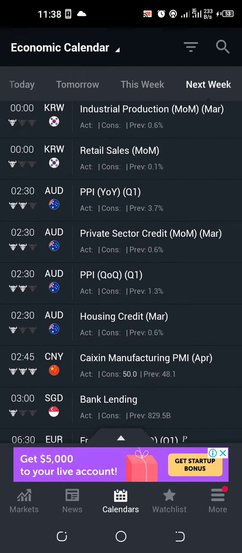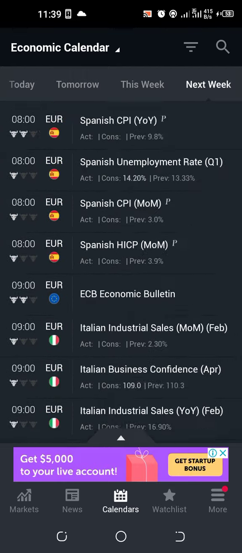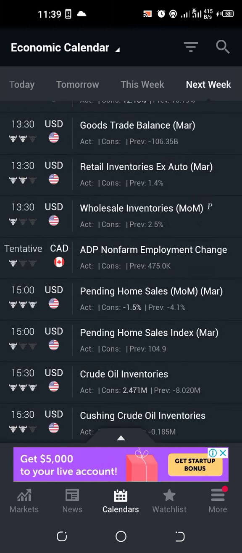You can actually get this app. It's free and there are more features inside, but this is just what I wanted to share with us.